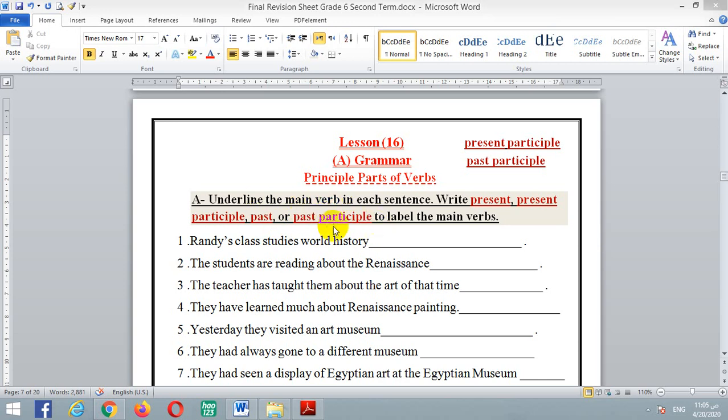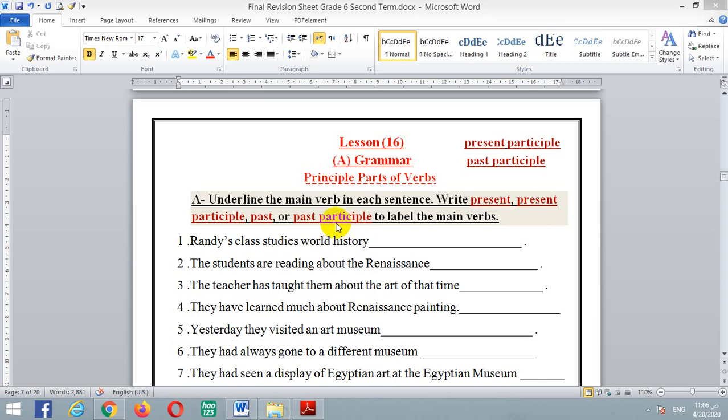Past participle, also, we talked about it in lesson 15. We use past participle after has, have, had. Past participle is the third form of the verb. The third form of the verb is formed by adding d or ed if it is a regular verb. If it is an irregular verb, it must be memorized, as we said before.